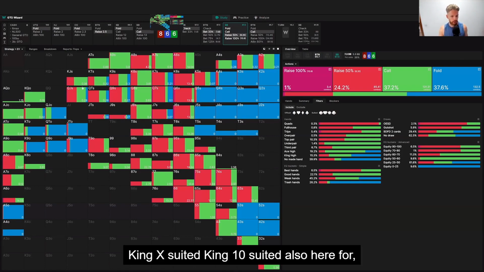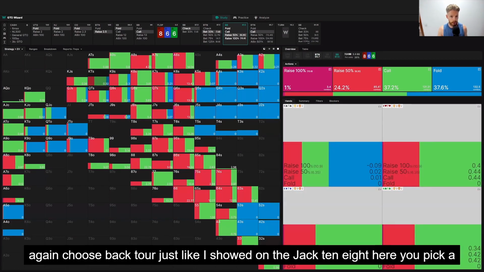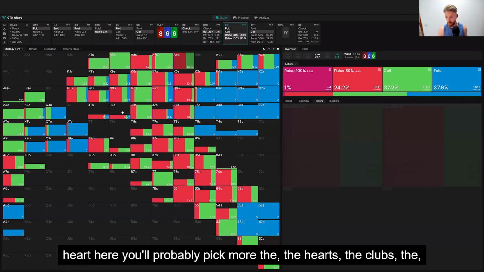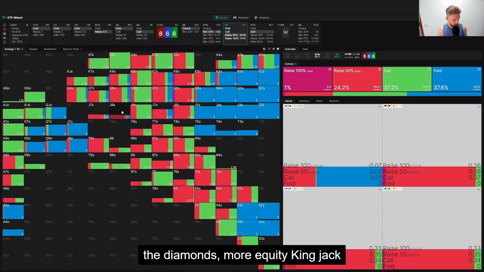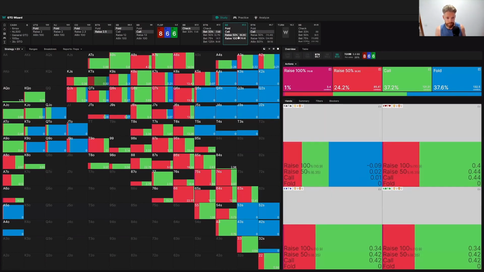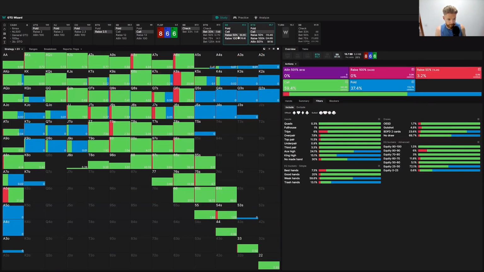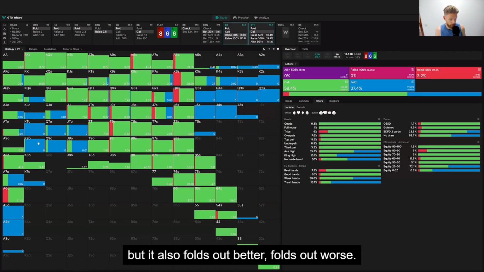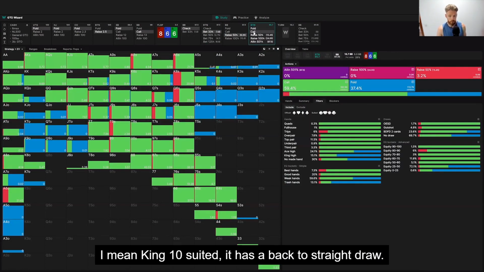King Jack suited, King 10 suited. Also here, for these combinations, again, choose backdoors, just like I showed on the Jack 10-8. Here you pick a heart. Here you probably pick more the hearts, the clubs, the diamonds, more equity. When you check raise, it does get called by worse, but it also folds out better. King 10 suited has a backdoor straight draw.